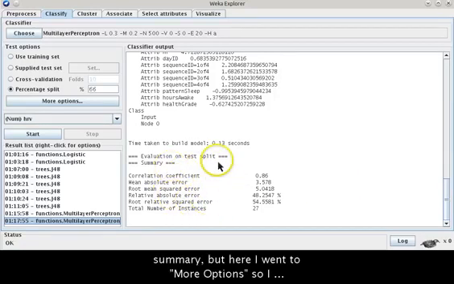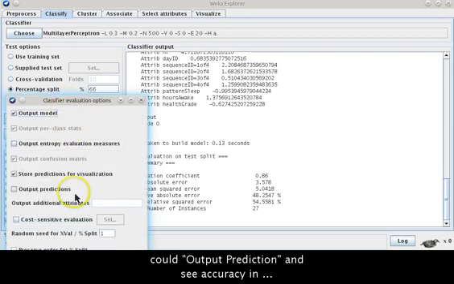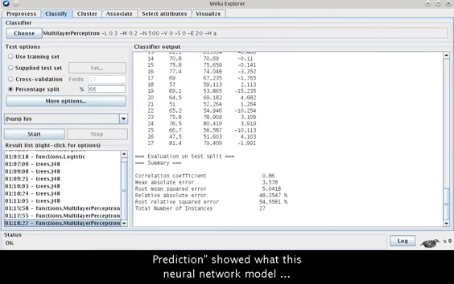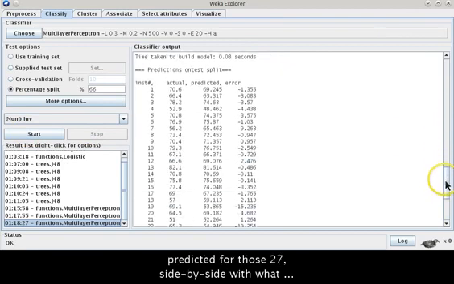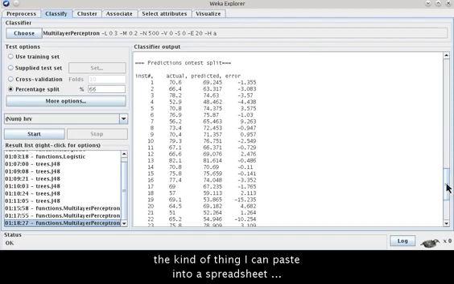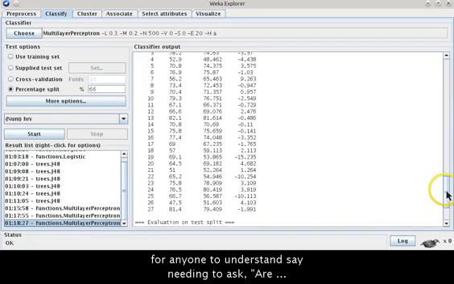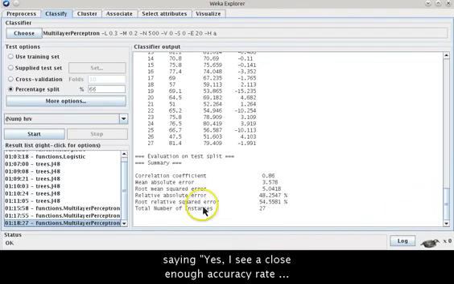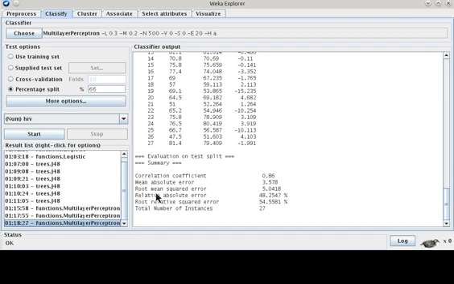Error statistics were in the summary, but here I went to more options so I could output predictions and see accuracy in another way. I reran it, and output predictions showed what this neural network model predicted for those 27 side by side with the actual values. My first thought was this is the kind of thing I can paste into a spreadsheet for anyone to understand, say needing to ask, are these predictions close enough? Because here's where we're at with the model. And I thought of them, without knowing what root mean square error is, saying, yes, I see a close enough accuracy rate here between these two. It's useful now. Or maybe them saying no, it's not useful now.